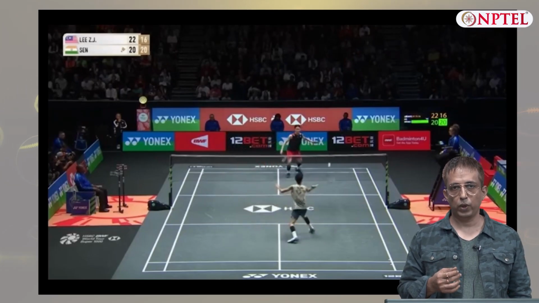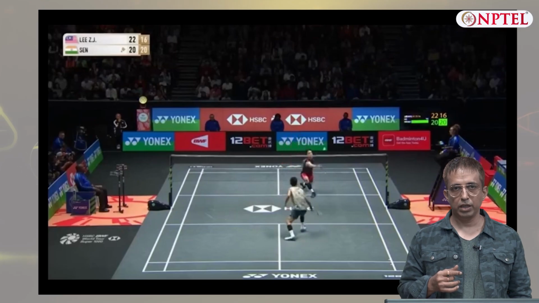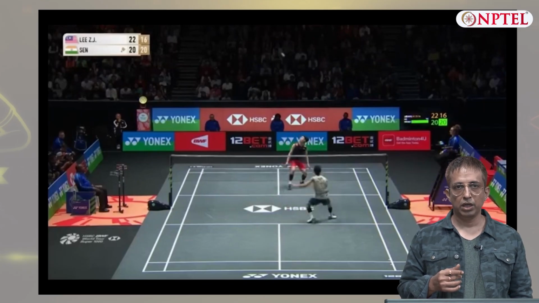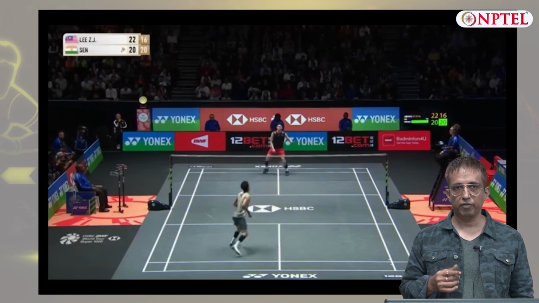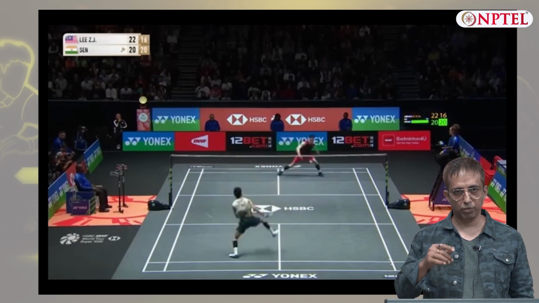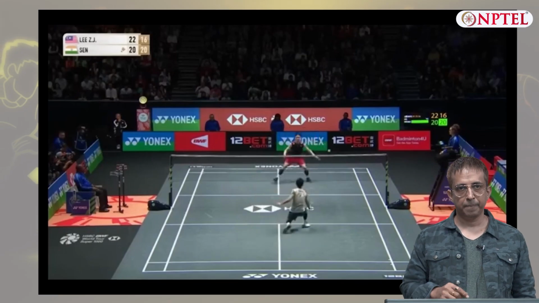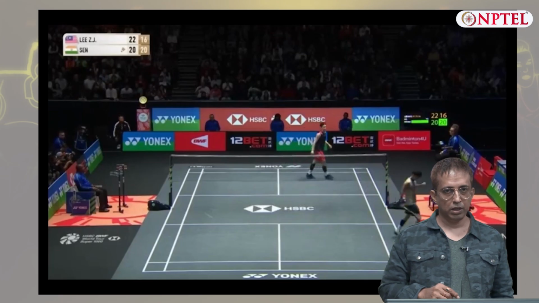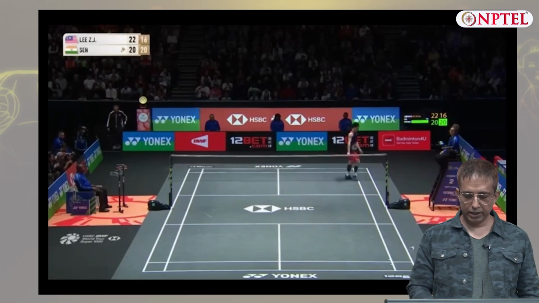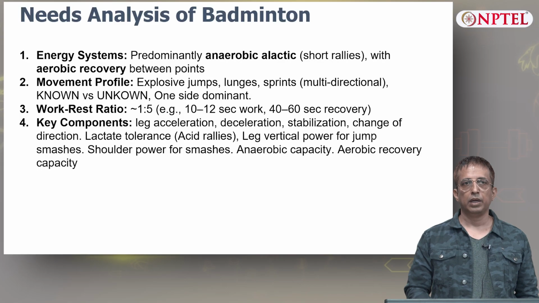So again, look at it: wide stance, short lunge, now deep lunge, again back, comes high, sets himself, vertical jump, full powered. This is the most powerful stroke. Okay, and again pushes out. So this gives you an idea exactly what happens.